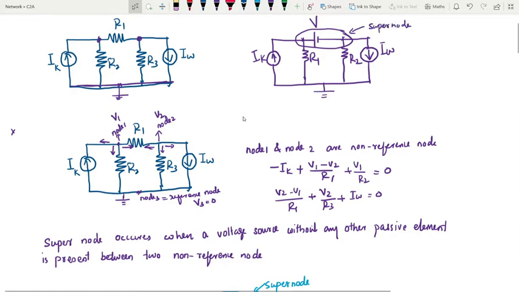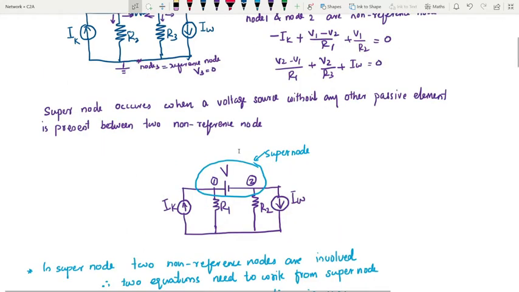So when will the supernode come into picture? Whenever two non-reference nodes are connected with a voltage source, only then will the supernode come into picture. Under that situation, the conventional nodal method becomes difficult. In order to perform the analysis in a simpler way, we can use supernode analysis. Let's see how to do this problem by means of a simple example. This is the supernode. Here node 1 and node 2 are non-reference nodes. Here the voltage source is connected between two non-reference nodes. So this node is the supernode, and this is our reference node, this full line.